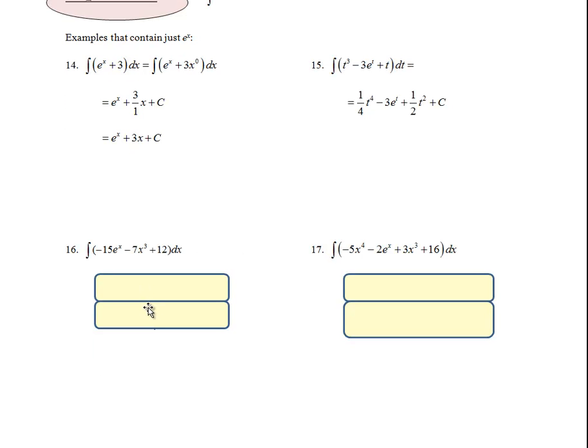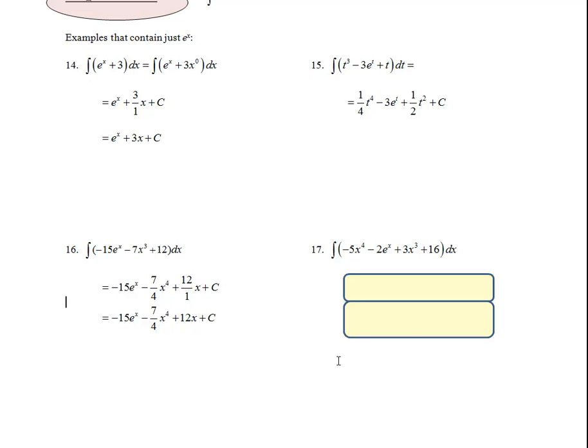Again, pause me, work these out. Negative 15 e to the x. So that's going to repeat as is. This is the old rule. That'd be a negative 7 over 4 x to the 4th. Still old rule. 12 over 1 x to the 1st plus c. And then clean up what fractions you can. The only one I can is this one. So that's the only way it changed.